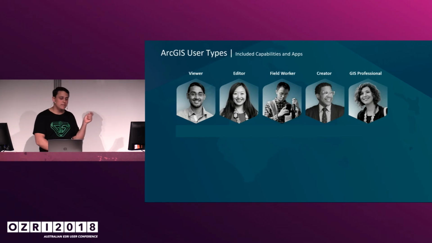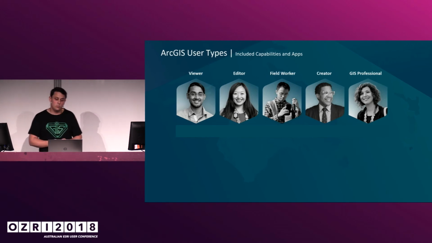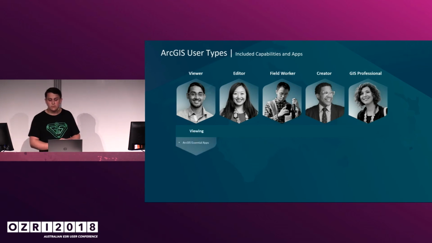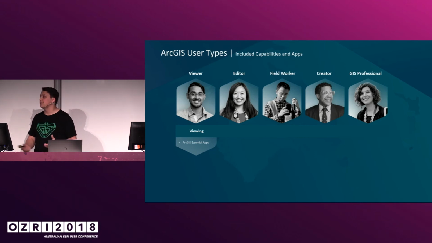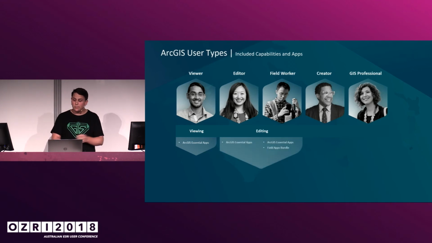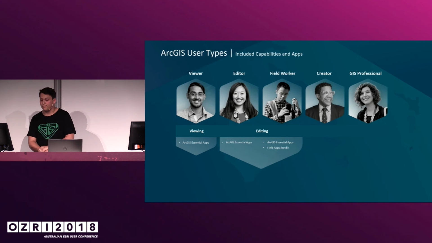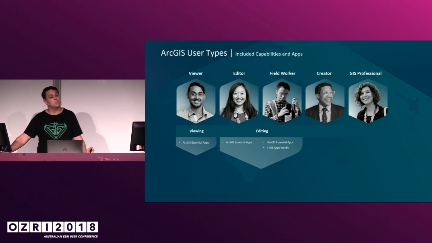So how do these identities tie in with the new app bundles? Well, by default, the identities come with access to different app bundles. Viewer users will be able to use any of the ArcGIS Essential apps. Editors will be able to use these as well, but also be able to edit data through them, while field workers are also given access to the Field Apps Bundle.